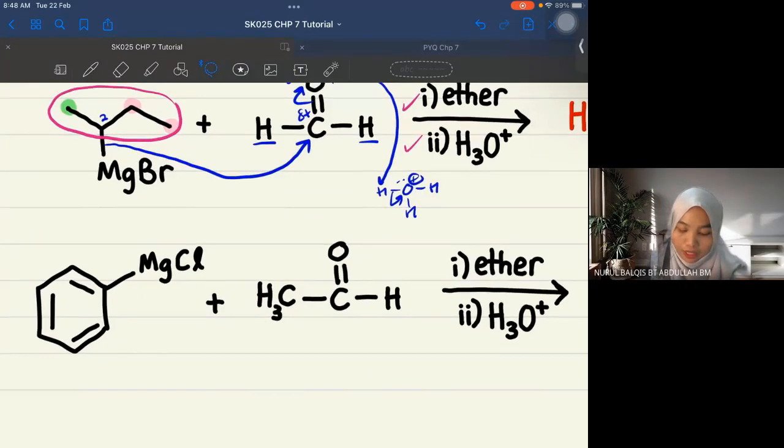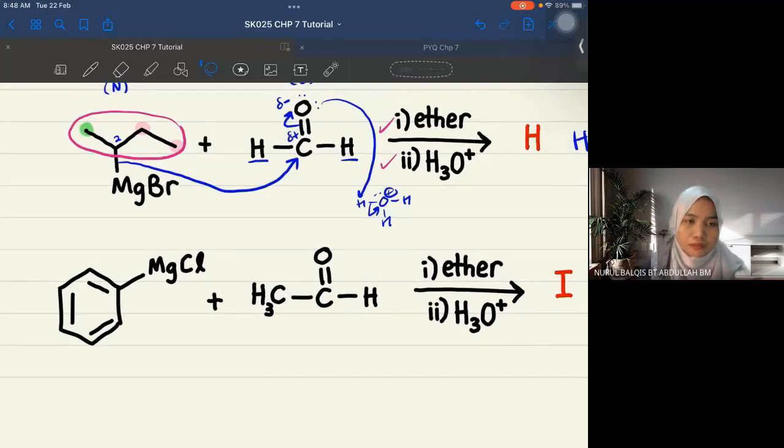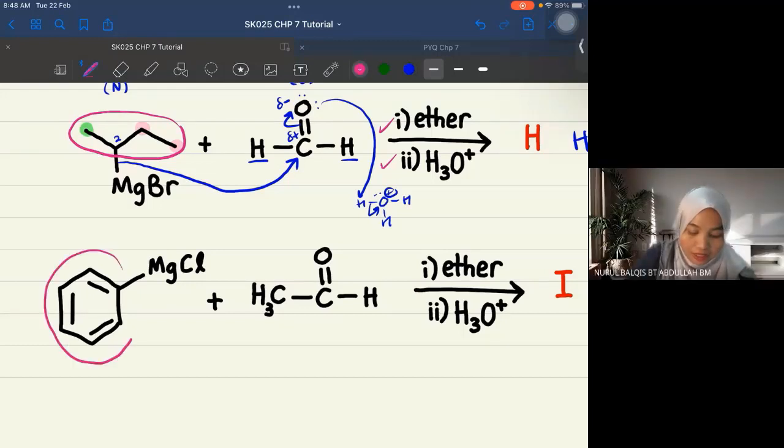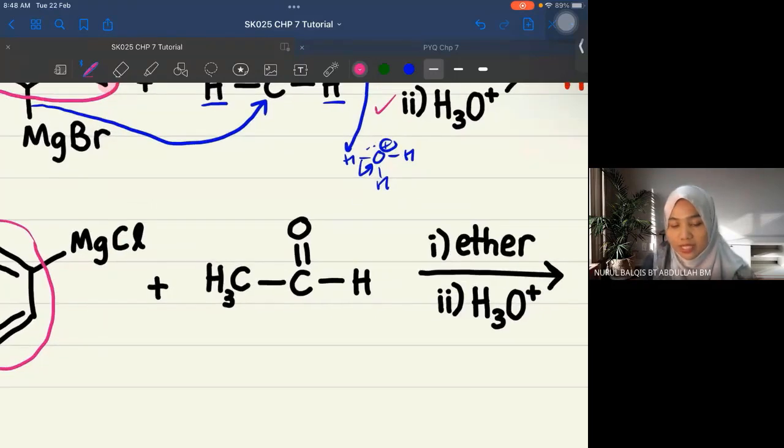Now, kita tengok ni pula. Do you have your Grignard reagent now? Yes. So this Grignard reagent will carry one alkyl group to be added to the carbonyl group. On your carbonyl group now, this is aldehyde or ketone? This is aldehyde or ketone? Aldehyde. So aldehyde. Your aldehyde got alkyl group attached to it or not?